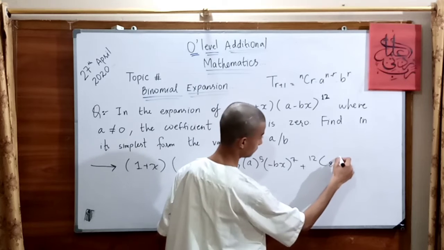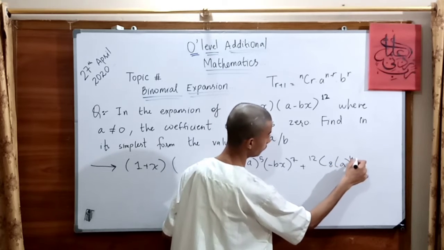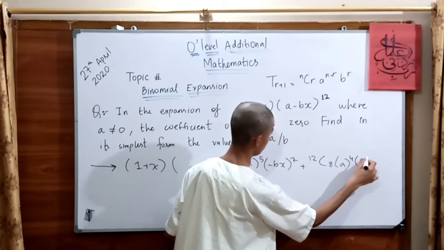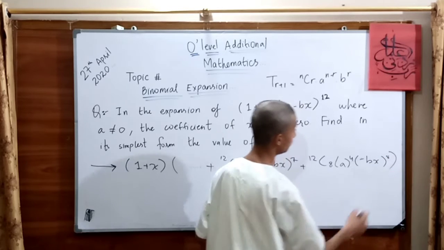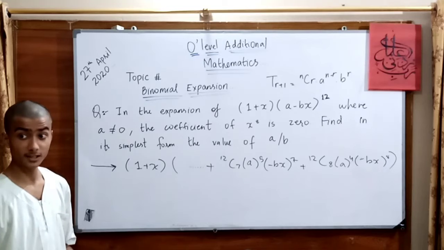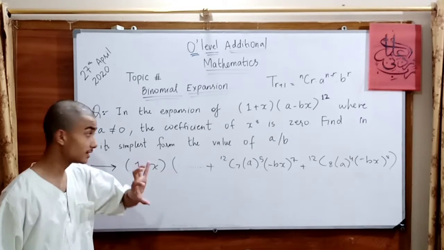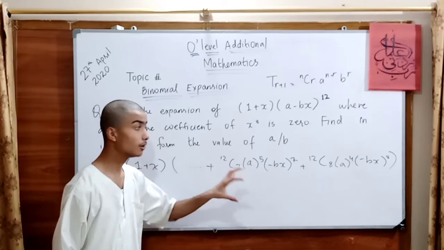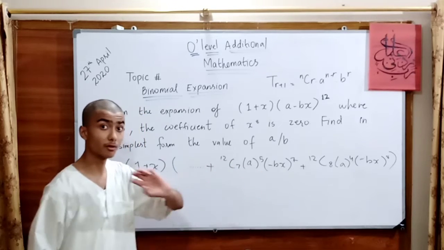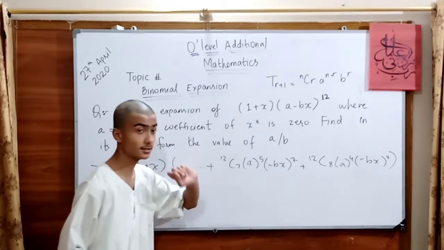And one more term, you can write 12C8, a to the power 4 and (−bx) to the power 8. Now I have not fully expanded this bracket, but I have just written the relevant portion of the expansion. The only reason behind this is that the hint of x to the power 8 is given.